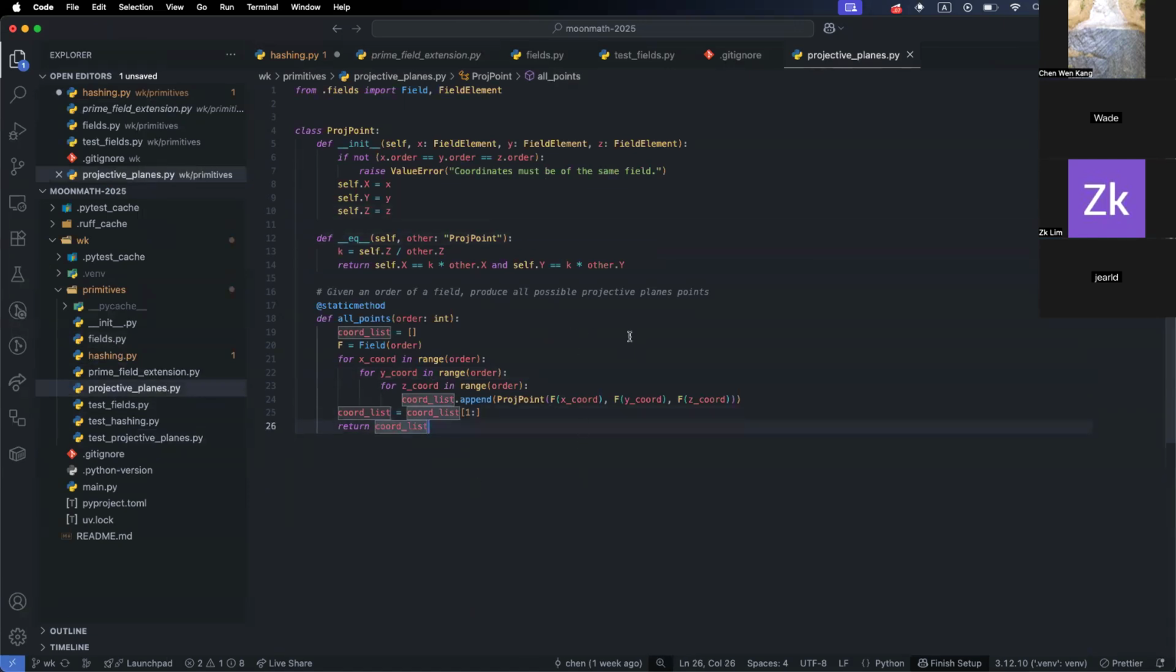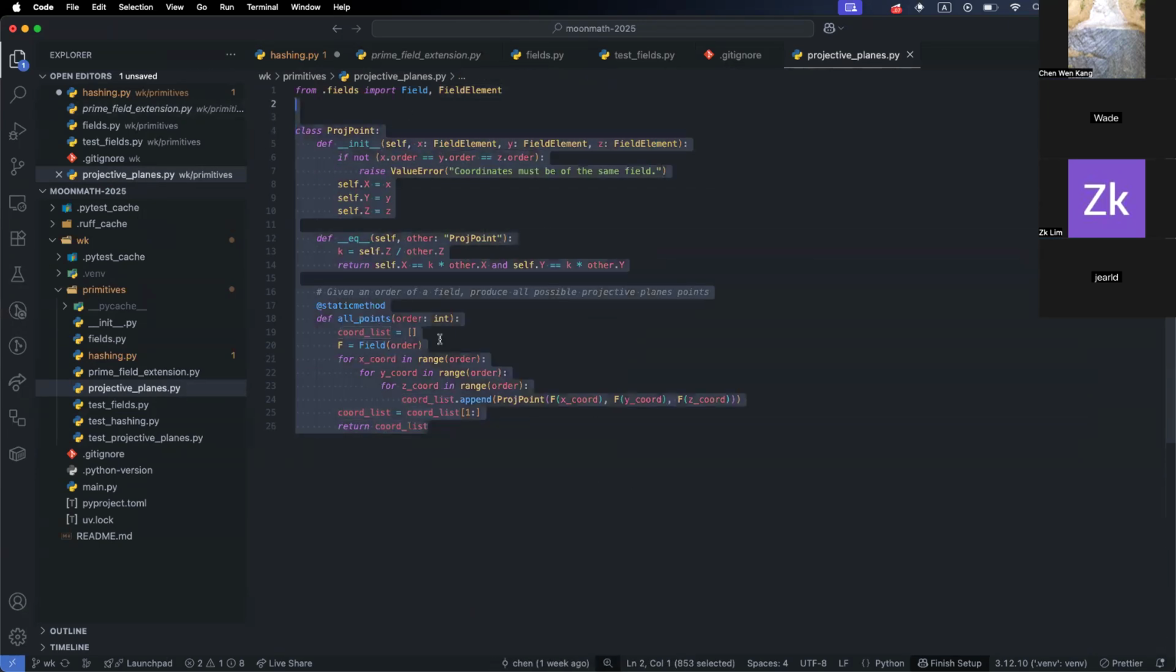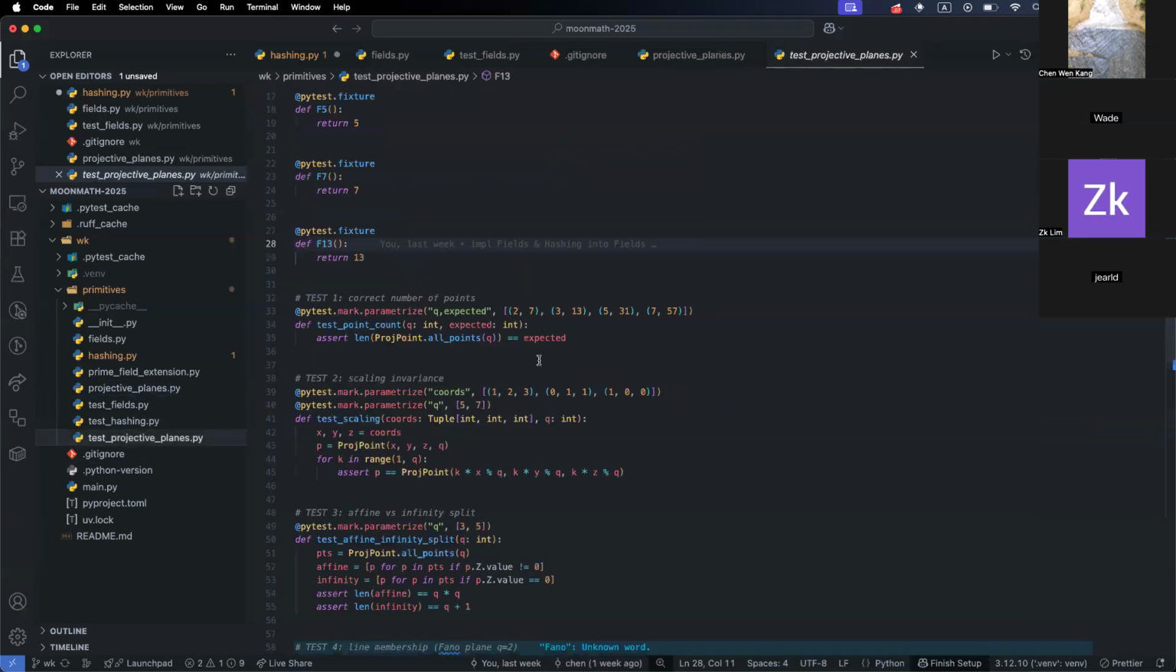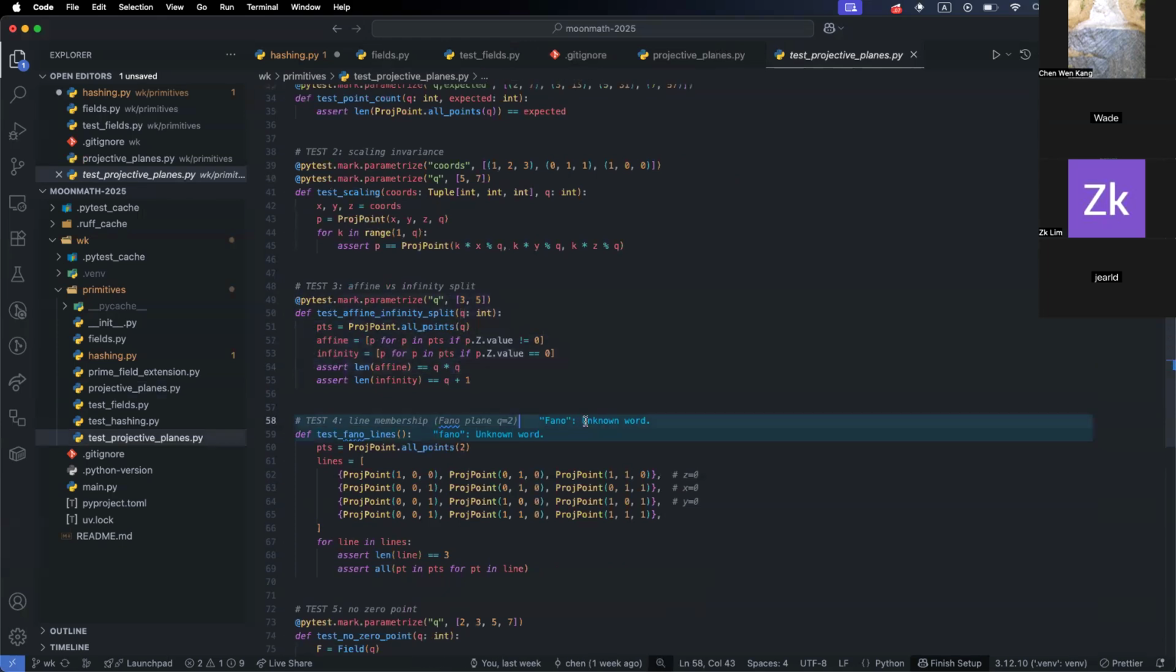So projective planes is essentially we add a new point at infinity and then we make it like a sort of 3D coordinate style. It's not really a 3D coordinate, I suppose, but yeah. And it's also very straightforward to implement. These are all convenience functions for me to create it. And you use it like this, right?